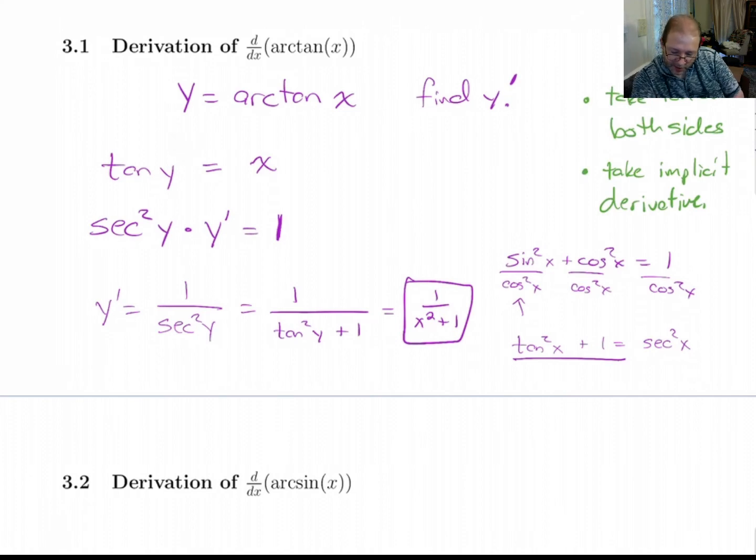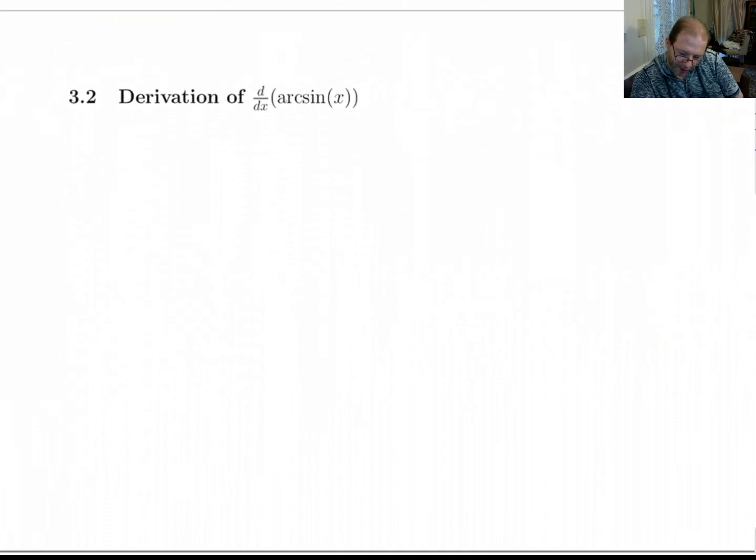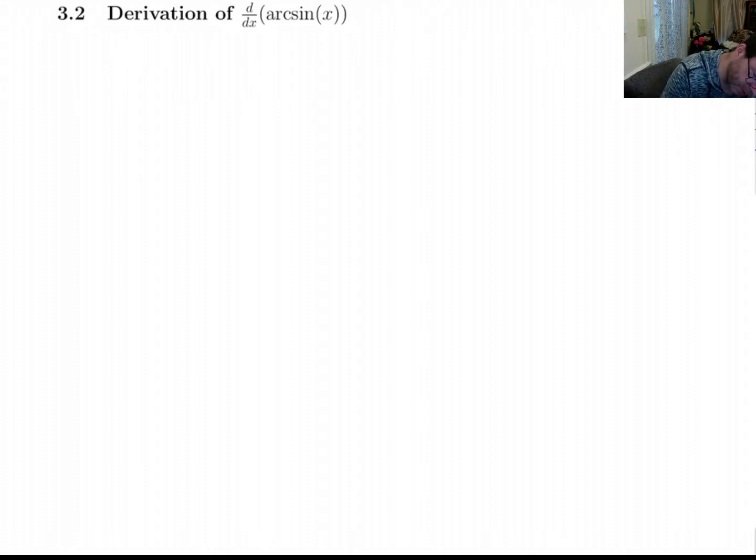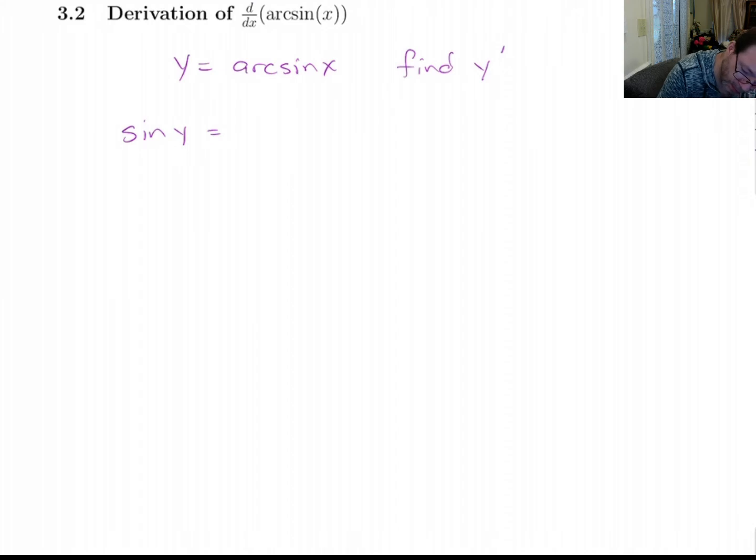Let's do this last example. I'm going to do it in this video as well. We're going to derive the derivative of arc sine. So I'm going to do the same thing as before: y equals arc sine of x. And the goal is to find y prime. Okay, take the sine of both sides. Sine y then is just x.